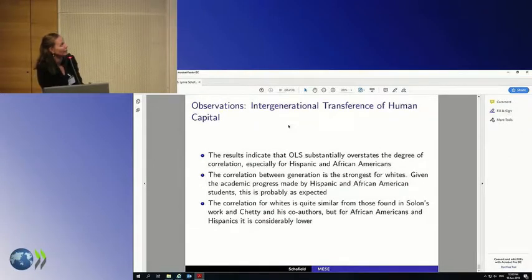And at least among the intergenerational transference of human capital, here we're actually saying that OLS was substantially overstating the degree of the correlation, especially for Hispanics and African Americans. The correlation is strongest for whites.